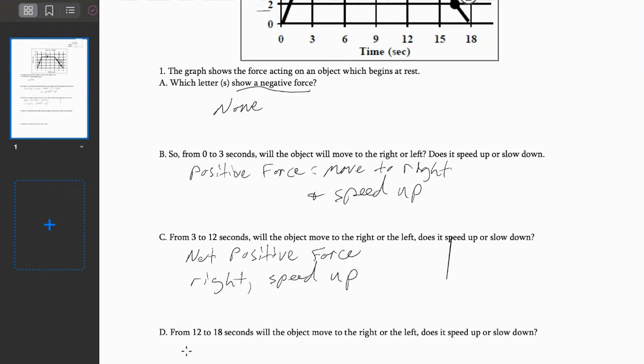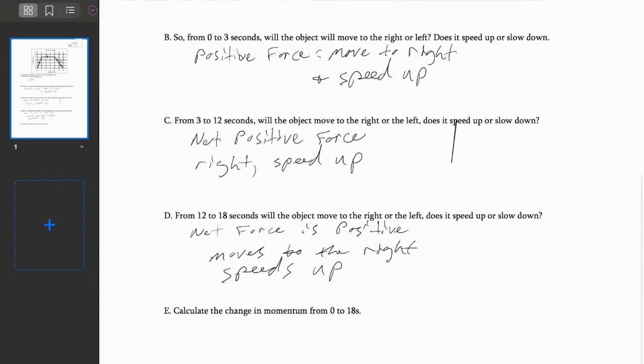D. From 12 to 18 seconds, will the object move to the right or left, and will it speed up or slow down? It's tempting to say it slows down because the slope is negative. Even though the slope is negative, it is always graphed with a positive net force. If you look at C on the graph, it's positive 6, D positive 4, E positive 2. So it still has a net positive force at every interval. So it's going to continue to move to the right. It's going to speed up with a non-zero net force.